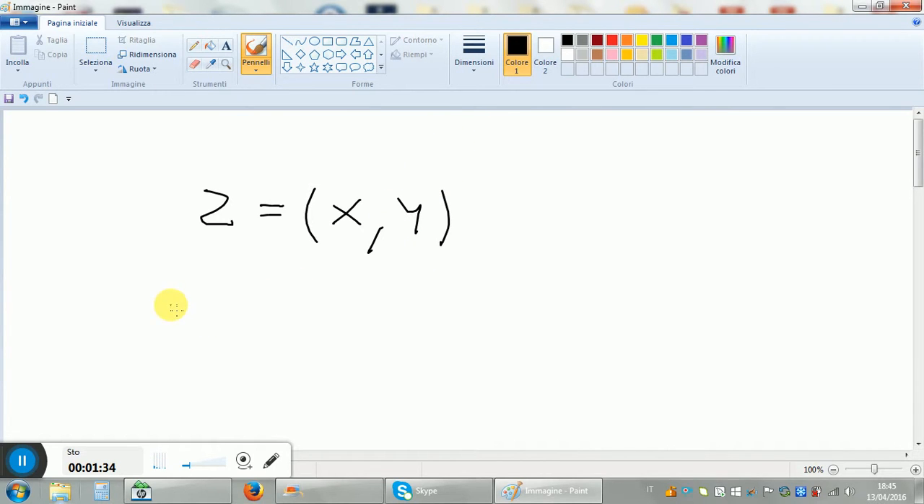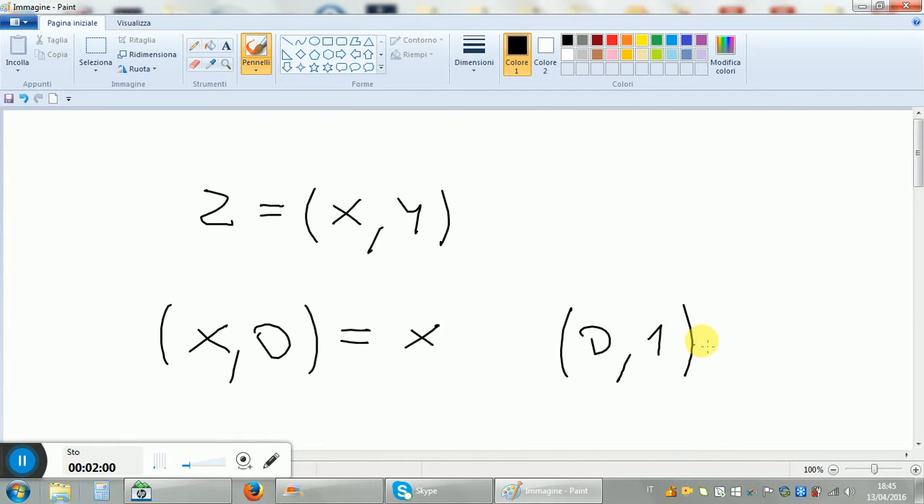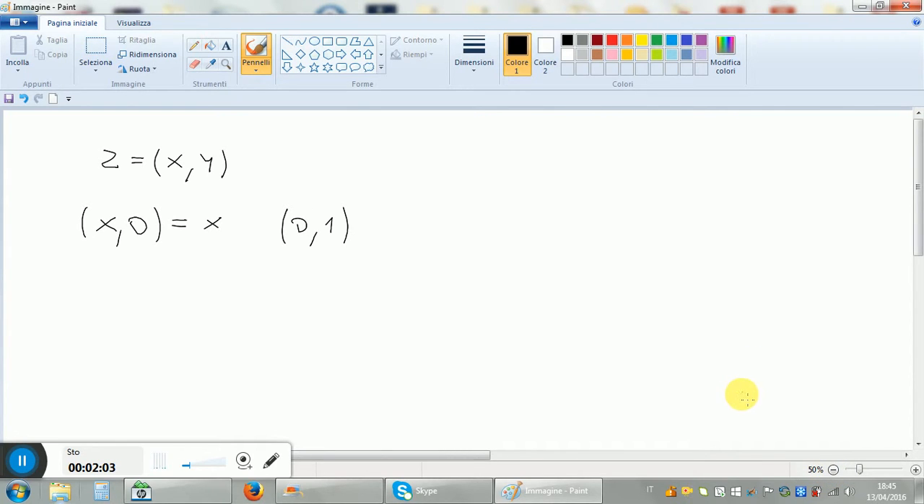The pair (x, 0) is equal to x. This rule establishes the real numbers as a subset of the complex numbers. It is convenient to have a name and a symbol for the pair (0, 1). That pair is called the imaginary unit i.